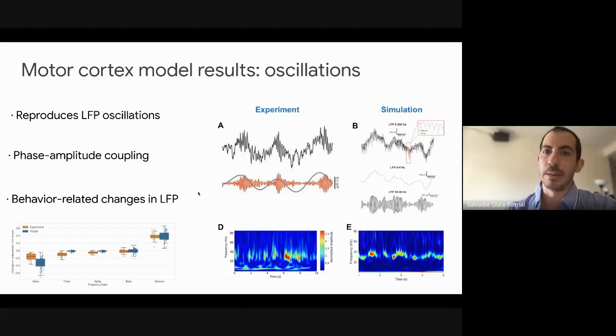We've also been able to relate this to different behaviors. So the dynamics in the mouse motor cortex when the mouse is moving or when the mouse is quiet, stationary, are different. And so we have matched that to the different states in the network model and compared it to experimental data.